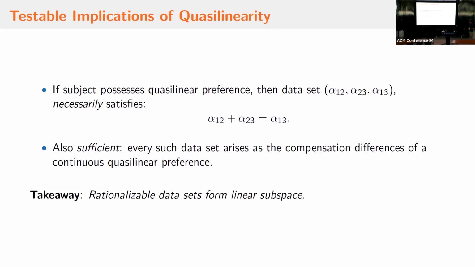And we've said that as a necessary condition for quasi-linear rationalizability, the data has to satisfy the single linear adding up equation, essentially. It's not too hard to show that, in fact, this adding up condition is actually also sufficient. Every data set satisfying alpha 1,2 plus alpha 2,3 equals alpha 1,3 actually arises as the compensation differences of a continuous quasi-linear preference in our consumption space. And so now, rather than a condition like GARP or something like this, where we have lots of different inequalities to check, we have a really simple condition. The data are consistent with a continuous quasi-linear preference if and only if they lie in a given plane in R3.